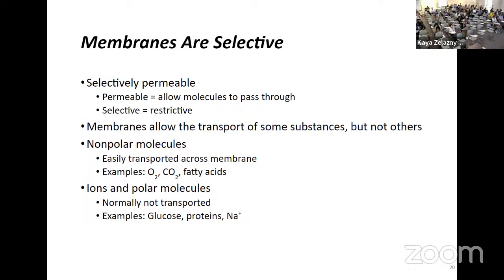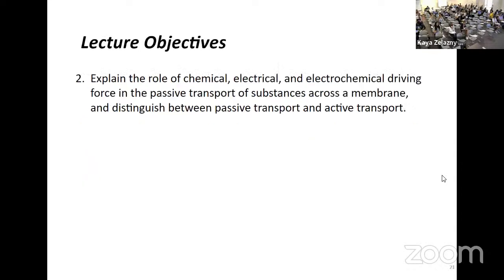Okay. So examples of polar molecules that we'll be interested in are glucose, sodium, and also proteins themselves may or may not. If we want to let one in or out of our cell, we're going to need to come up with a mechanism for that.